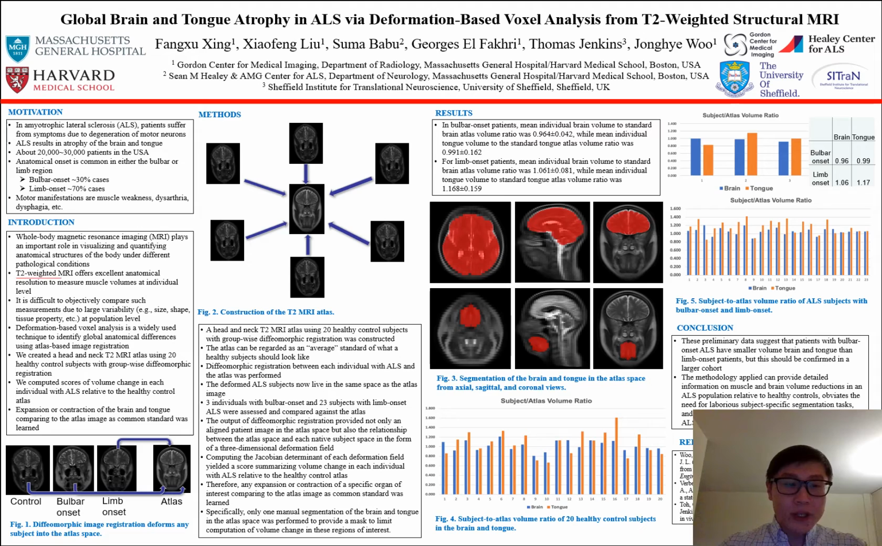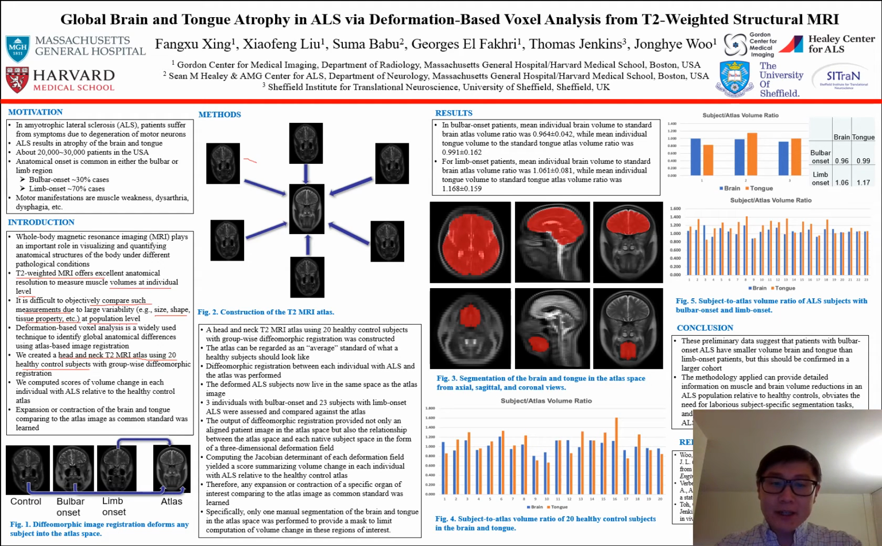In this work, we only used T2 weighted MRI because they're very good at measuring volume change for each individual subject. But the difficulty would be, it would be very hard to compare a group of subjects at population level because each subject would have different size and shape and tissue properties of their brain and tongue. So we solved this problem by creating a head and neck T2 MRI atlas using 20 healthy control subjects.